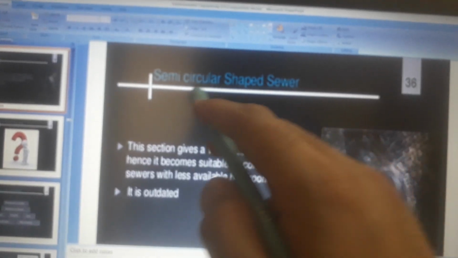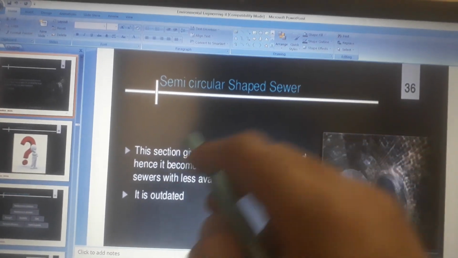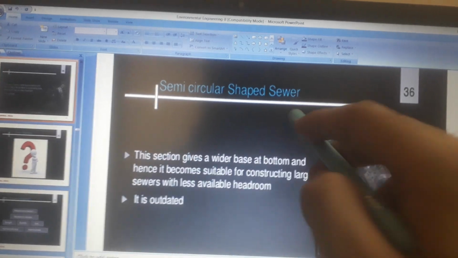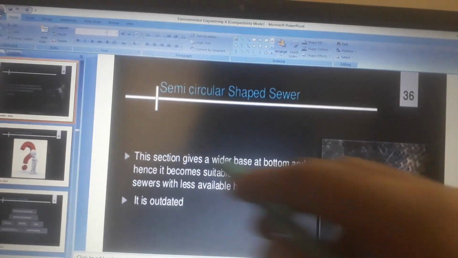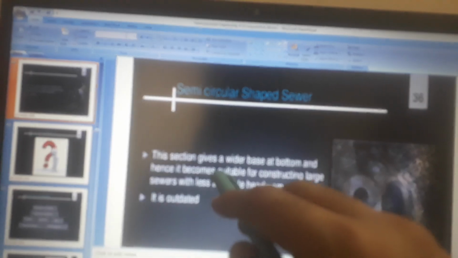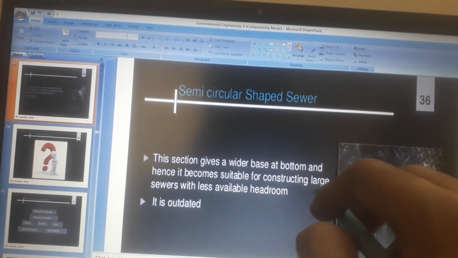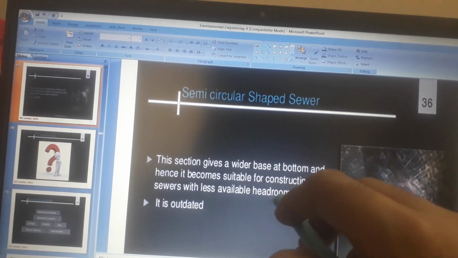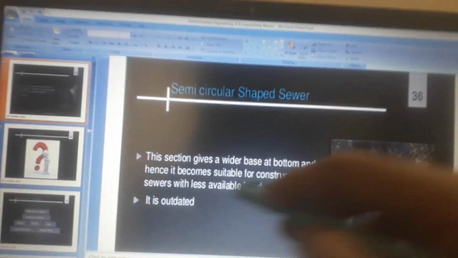Semicircular shaped sewer. This section gives a wider base at the bottom and hence it is suitable for constructing large sewers with less available headroom. It is outdated.